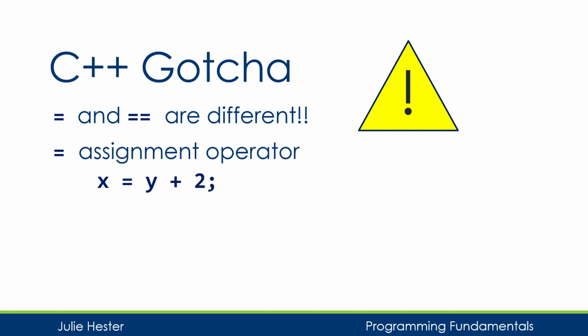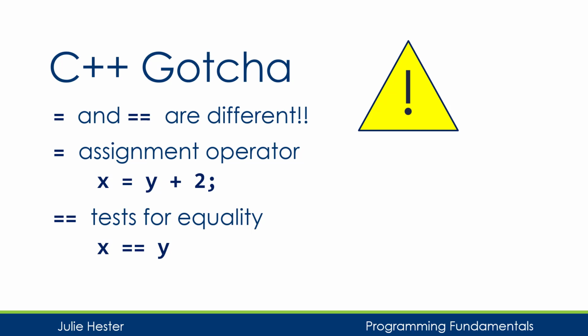An equal sign by itself is an assignment operator. What we're doing is trying to take a value on the right side of the equal sign and assign it to the variable on the left-hand side of the equal sign. But if I want to test if two things are the same or have the same value, then I'm going to use two equal signs, like here, where I'm testing to see if x is equivalent to y.